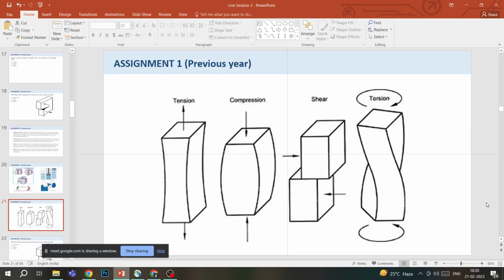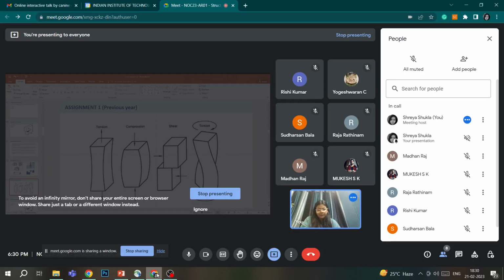And this is a simplified figure for the four terms. It's the same object, the same rectangle, and four kinds of forces. All the four kinds of forces are shown here.